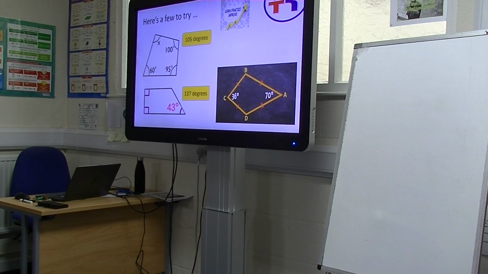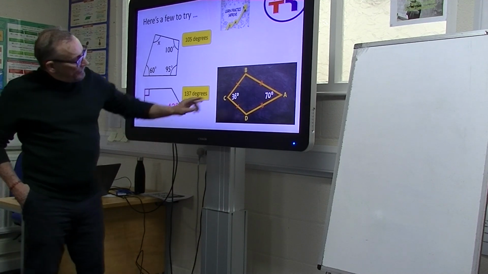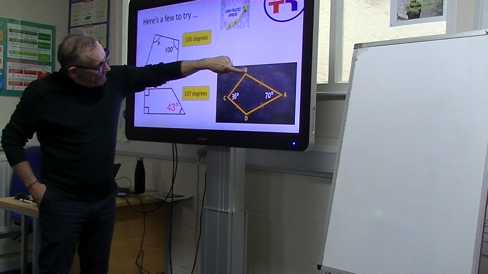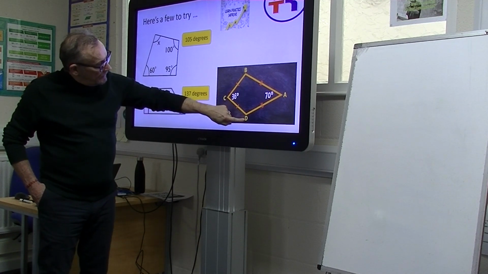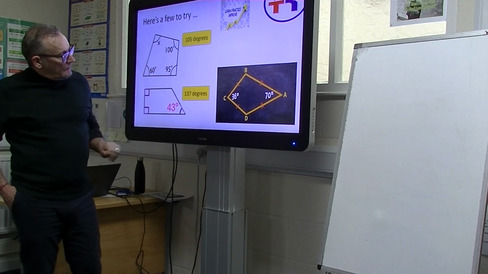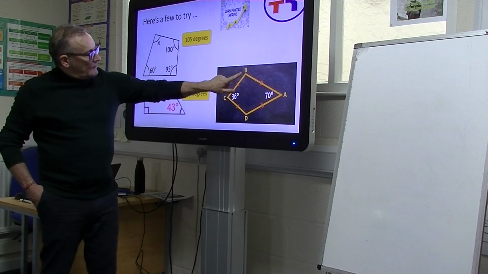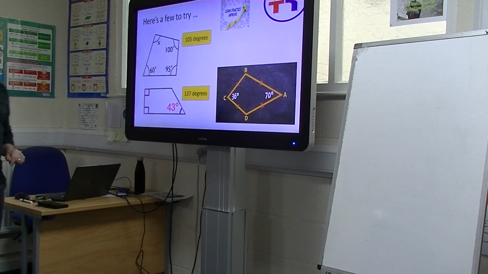And finally the one on the far side. Now that's a bit trickier, isn't it? What's that shape made up of? A couple of triangles, isn't it, there actually? A couple of triangles, yeah. So we're missing B and D.